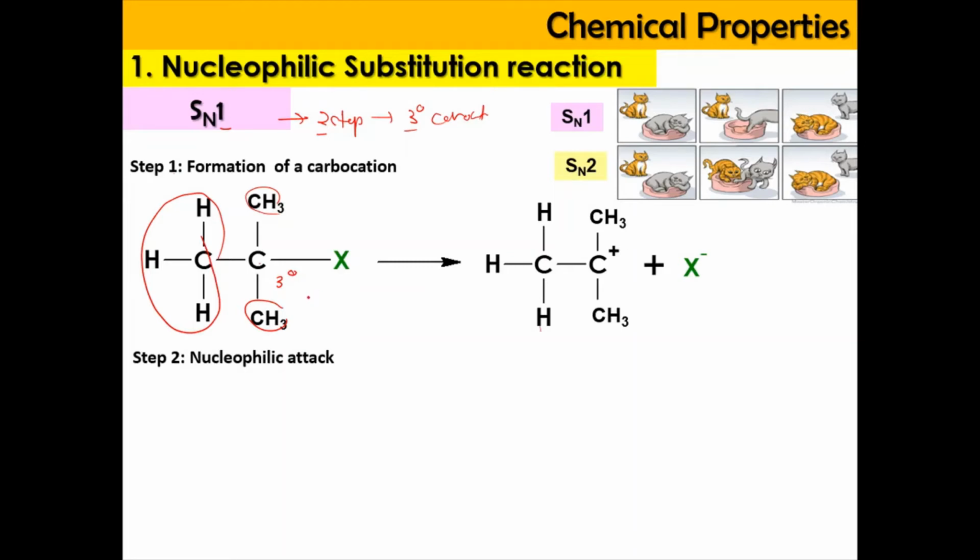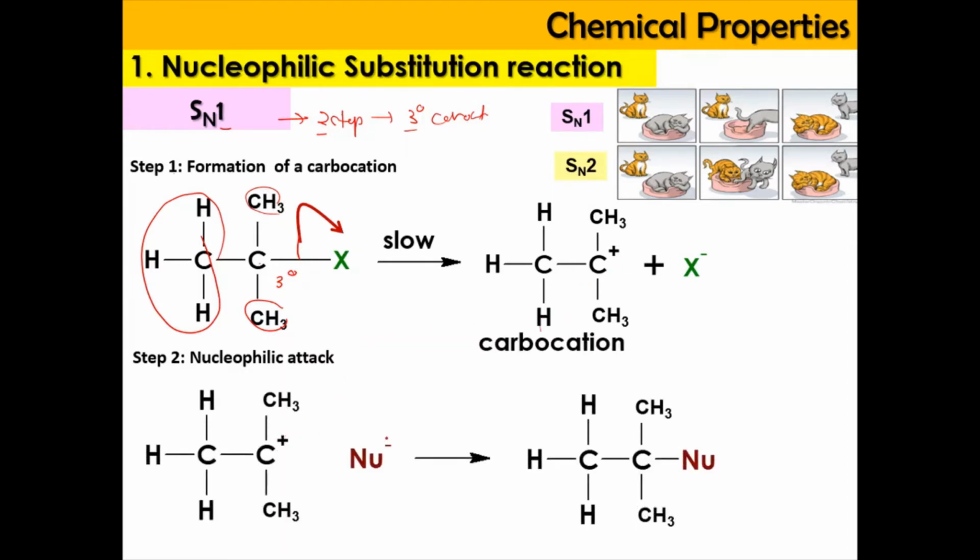For step number 1, the bond between carbon and halogen is broken, and this produces a positive charge on the carbon, and because the electron is transferred to the halogen, it carries a negative charge. And because the carbon carries a positive charge, it is attacked by the nucleophile here. As a result, the nucleophile becomes attached to the carbon. The nucleophile can be, for example, water or hydroxide ion. Okay, and this can be represented as in the diagram here.